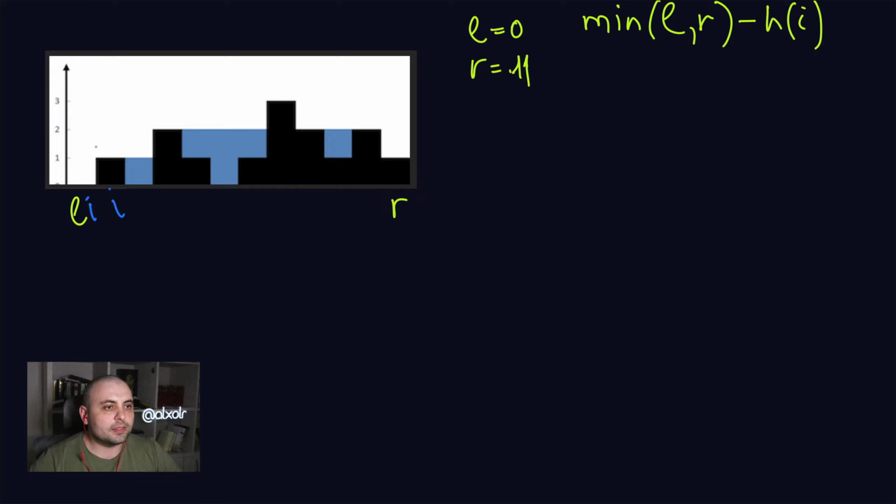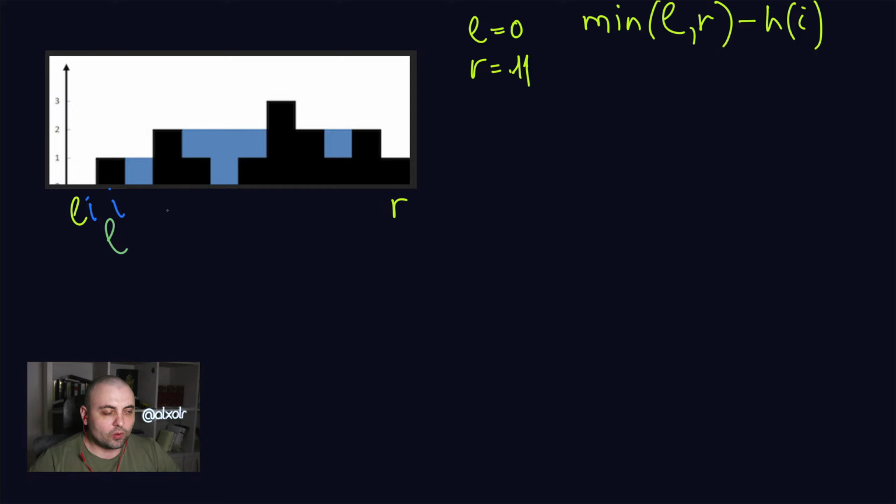I will go here. In this case, we will not be able to trap anything as well, because L in our case will be this one. So this would be L, and it will be 1, and right will be 1 as well. So if we do min 1 minus height of I, which is 1, we have 0. So 0, it's not trapping anything.